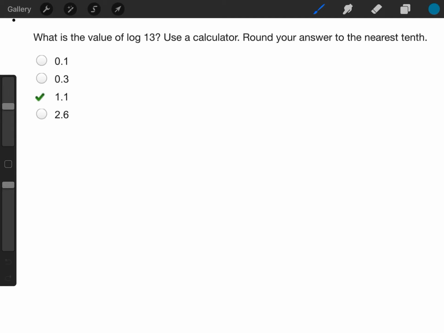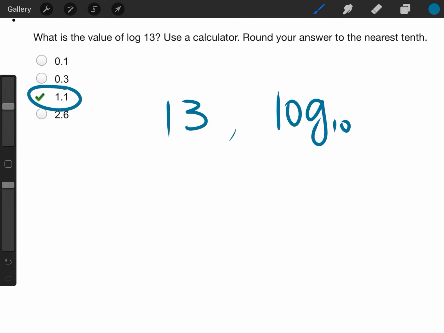Alright, the first thing you want to do is use a calculator. You're just going to use your scientific calculator. So turn your iPhone sideways, if you're using an iPhone, that's what I'm using. Then you should just type in 13, and then you choose the log with the base 10. Then you should get an answer equal to 1.1.